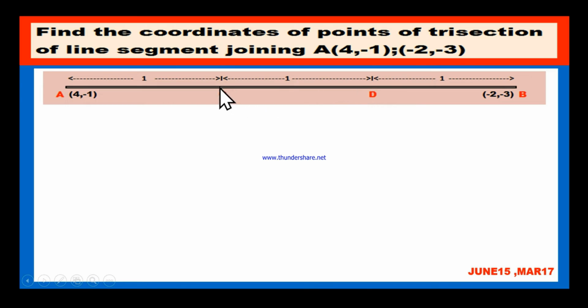If you observe, C is at a distance of 1 unit from A, but C is at a distance of 1 plus 1, 2 units from B, isn't it?